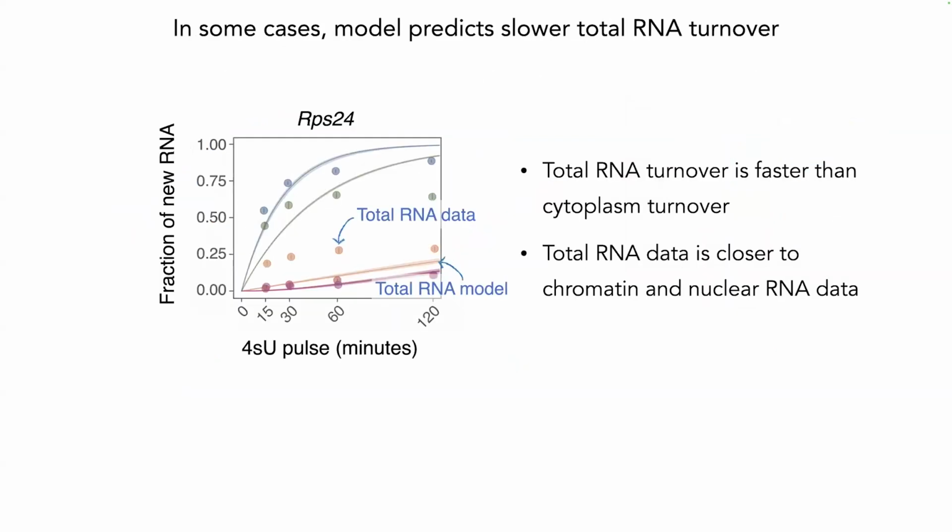And so when we saw this for this gene and many others, we realized, okay, it's looking like total RNA turnover is faster than cytoplasmic turnover, and it looks closer to the chromatin and nuclear data. And we thought that one way that this could be occurring is if there was a lot of nuclear degradation of the transcripts encoded by this gene.